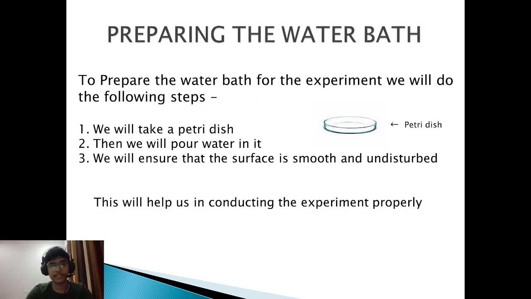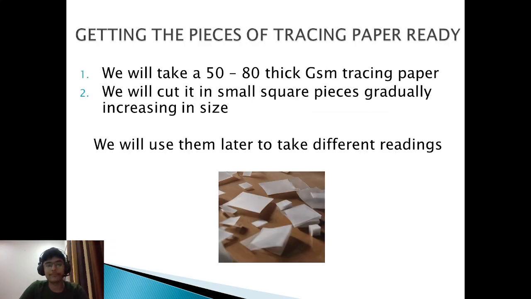So here is the first step. First of all, we will prepare the water bath, and we will carry out the following steps. We will take a petri dish. I have attached the image of a petri dish here also. I think most of you have seen it in a lab. So first we will pour clean water in it, and we will ensure that the surface is smooth and undisturbed, as this will help in conducting the experiment properly.